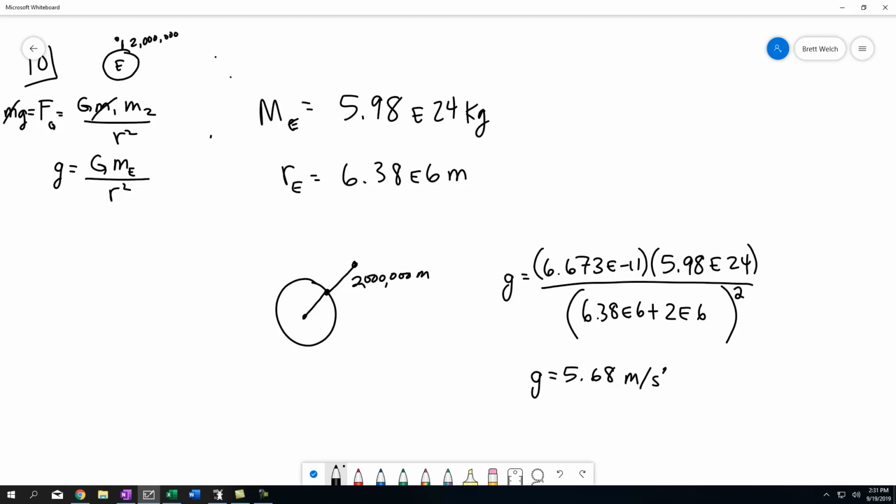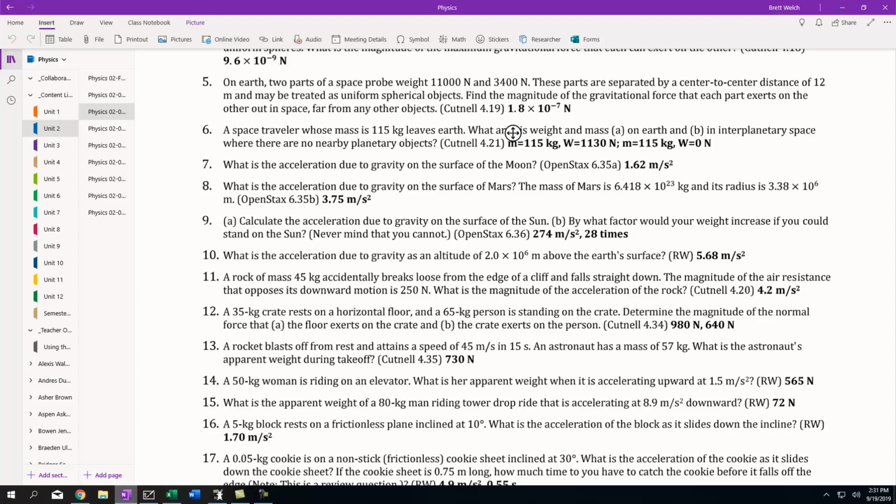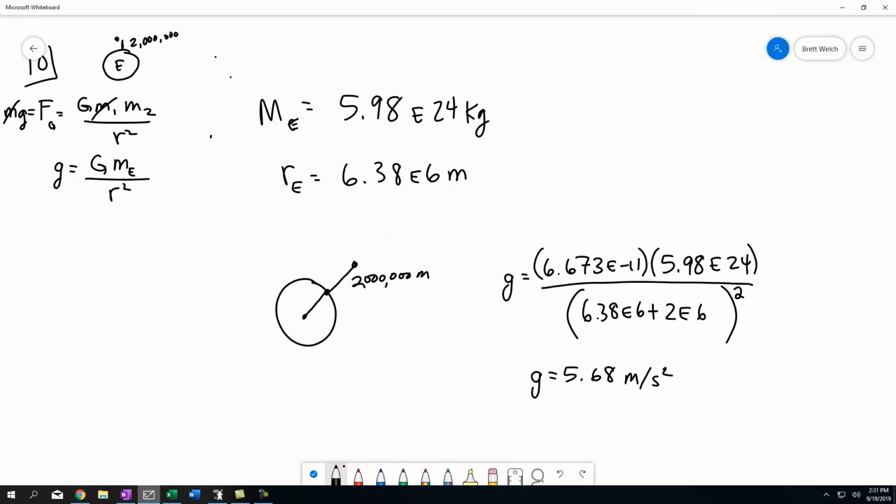meters per second squared. Let's take a second to look at our answer there. Where are we at? 5.68 meters per second squared, just like we said it would be. That's not quite half the gravitational pull that we feel on the surface.